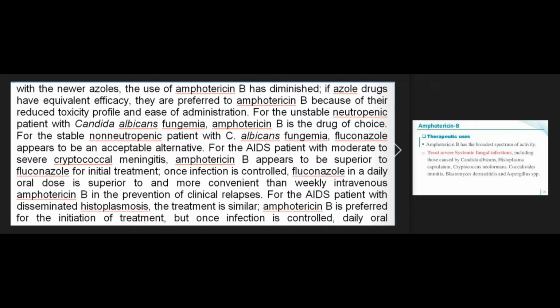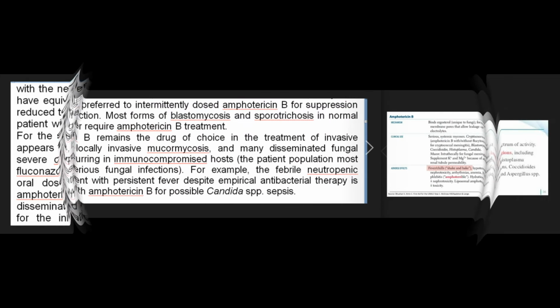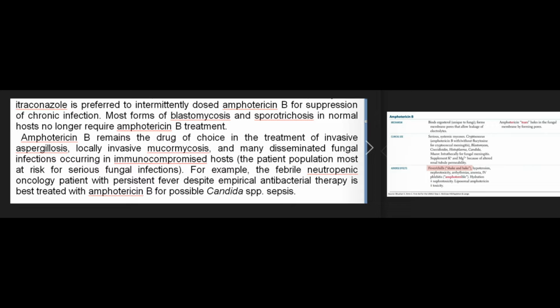For the AIDS patient with disseminated histoplasmosis, the treatment is similar. Amphotericin B is preferred for the initiation of treatment, but once infection is controlled, daily oral itraconazole is preferred to intermittently dosed amphotericin B for suppression of chronic infection. Most forms of blastomycosis and sporotrichosis in normal hosts no longer require amphotericin B treatment.